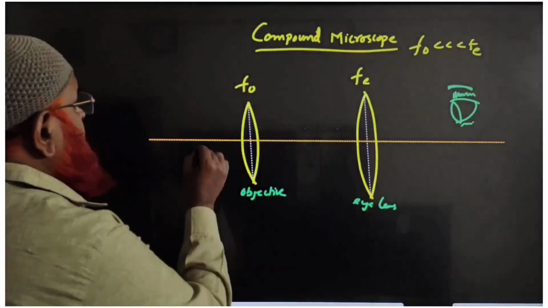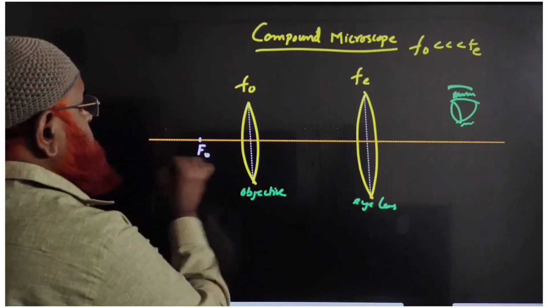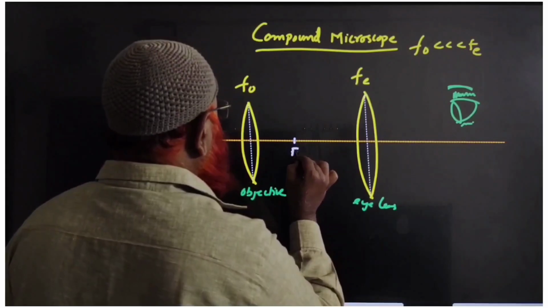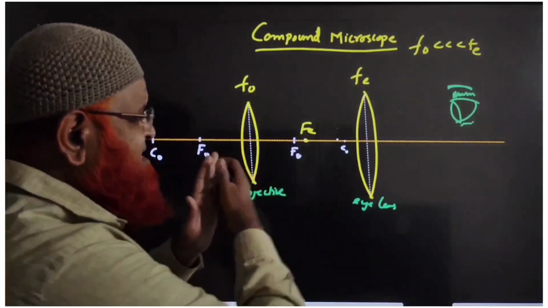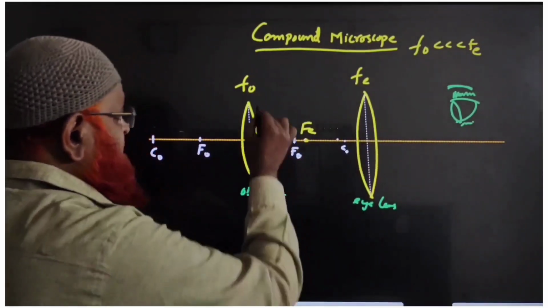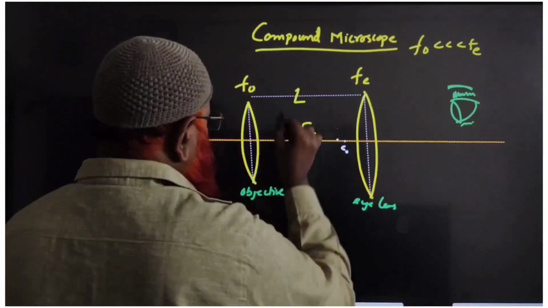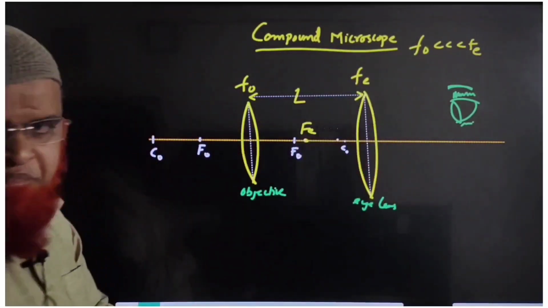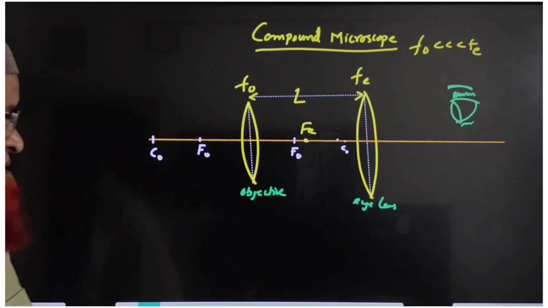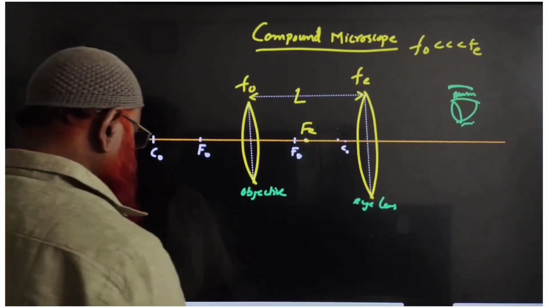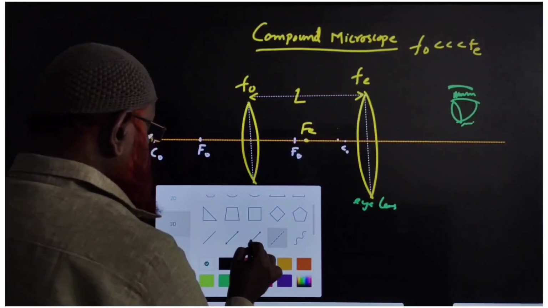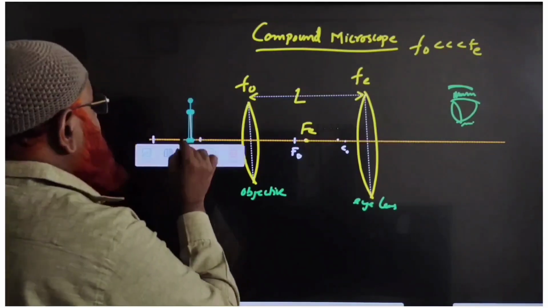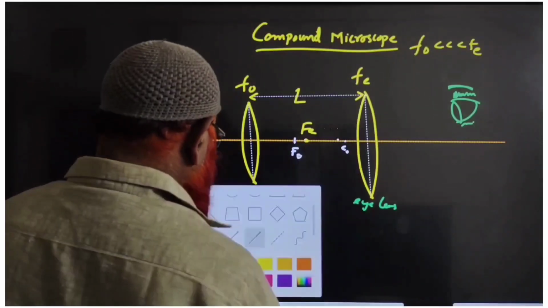Now, see here. This is the focal length of the objective, and this is the center of curvature of the objective. The same distance on this side is the focal length. These are the two lenses. There is a distance between the two lenses, which is taken as length L. Now, where are you going to keep an object? You are placing the object between F and C. Then what is going to happen?